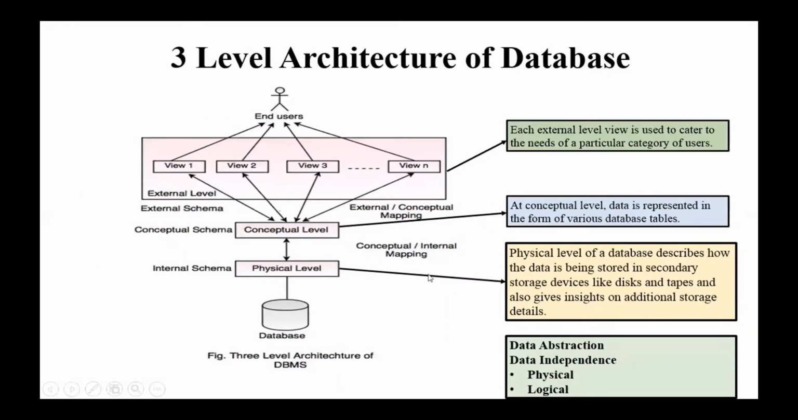Now the physical level is describing how the data is getting stored in secondary storage devices like your disk or tapes. As you are aware, your data is always stored in the form of zeros and ones. So this is the level where your data is getting stored.